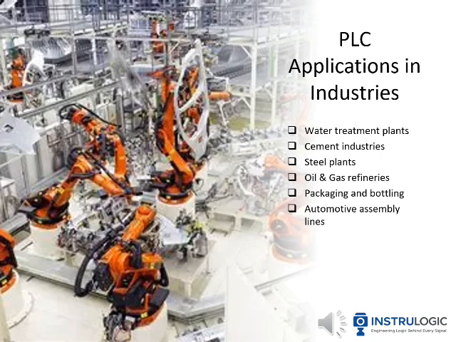PLCs are used in almost every industry today. In water treatment plants, they control pumps and valves to maintain flow and pressure. In cement and steel plants, PLCs manage heavy machinery and production lines. Oil and gas refineries use PLCs for process control and safety systems. Packaging and bottling industries rely on PLCs for speed and accuracy. Even automotive assembly lines use PLCs to coordinate robots and conveyors. Think of PLCs as the silent managers behind every automated process, making sure everything runs smoothly without constant human intervention.